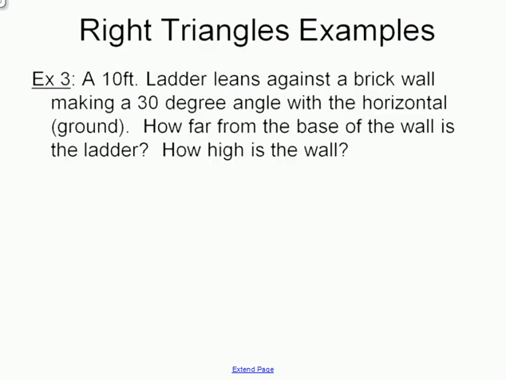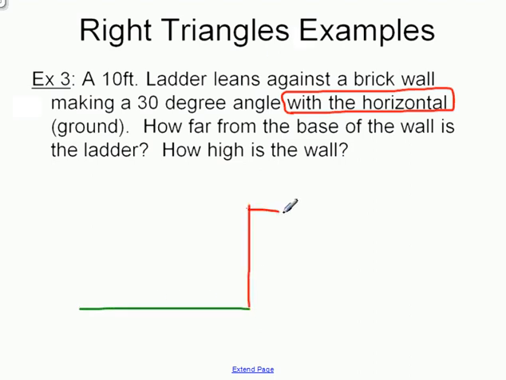Alright, next example. We have a 10-foot ladder leaning against a brick wall, making a 30-degree angle with the horizontal. With the horizontal is key here. Hopefully we remember horizontal means ground. So here's our ground, our brick wall. The ladder's 10 feet. So we have a 10-foot ladder.